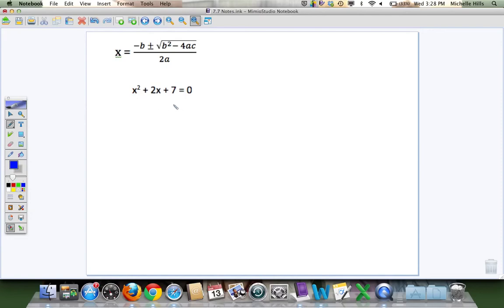This one looks like it could be factored because the leading coefficient of the x squared is positive 1. But if you run through all the combinations that you can get to get positive 7 when you multiply 2 numbers together, it's only 7 times 1 or negative 1 times negative 7, because 7 is a prime number. And none of those combinations will add to positive 2. So I would also use the quadratic formula on this one. This is already with everything on one side of the equation and the zero on the other side. So a is 1, b is 2, and c is 7.